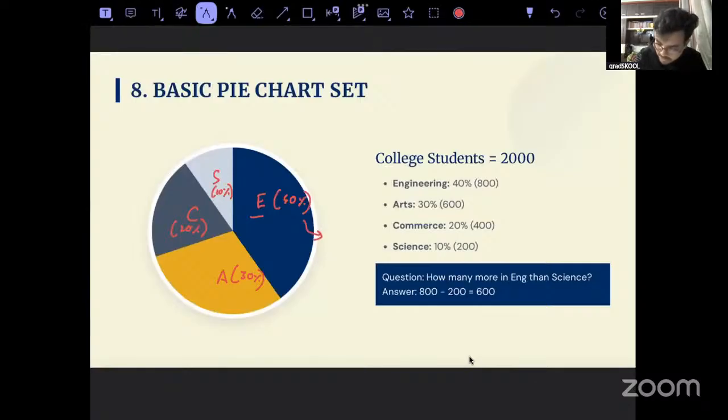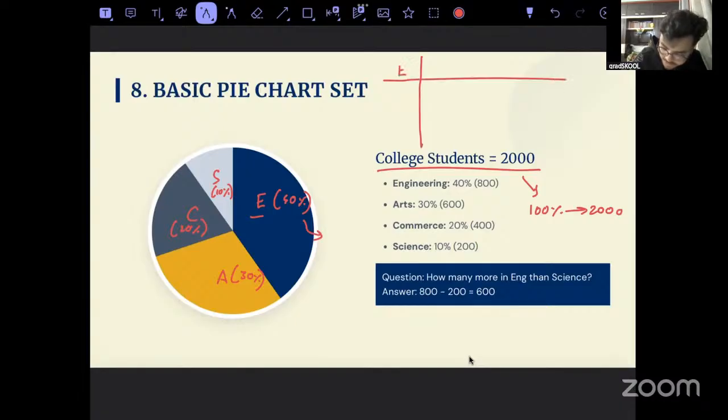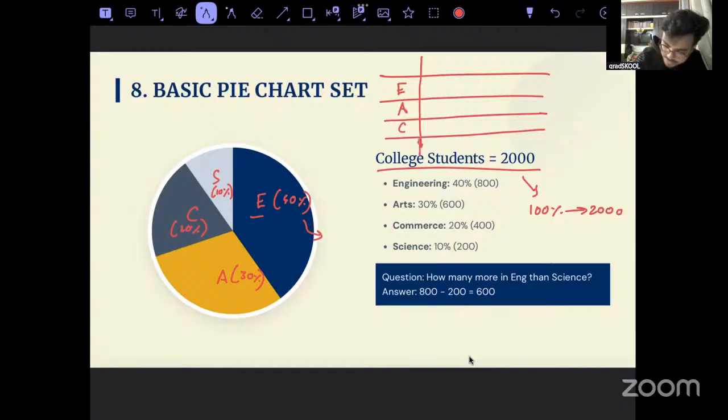Yeah, so I'll write down this thing here. 100% was 2000. Okay, I'll make one table at this place. Engineering. Okay, not like this. Engineering. Then we have arts. We have commerce. We have science. Okay. Table थोड़ा ज़्यादा बड़ा बन गया. Let me make it small only.